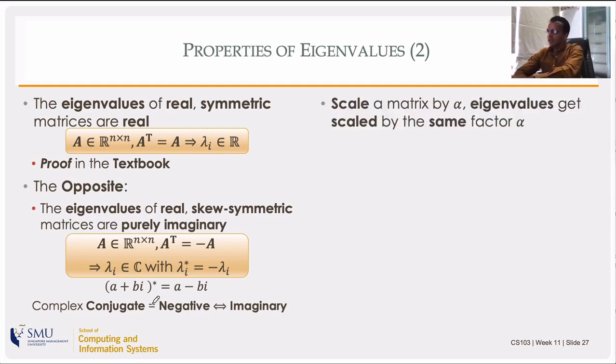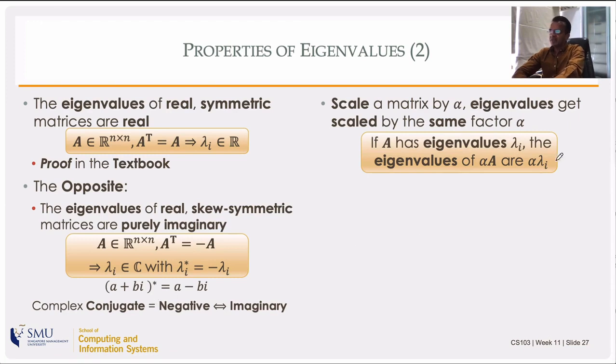There's one more set of properties. If you scale a matrix by alpha, the eigenvalues will scale by the same factor alpha. So if A has eigenvalues lambda i, the eigenvalues of alpha times A would be alpha times lambda i. This is fairly easy to prove. We have A S equal to lambda S, because lambda is an eigenvalue. If I just multiply both sides by alpha, I get alpha times A S is equal to alpha times lambda times S. And then you can see that this matrix, call it B or A prime, has an eigenvector S with the eigenvalue alpha times lambda.